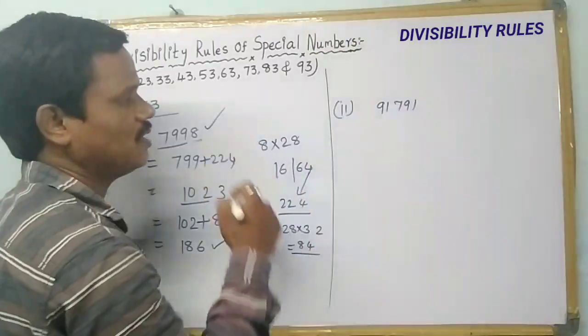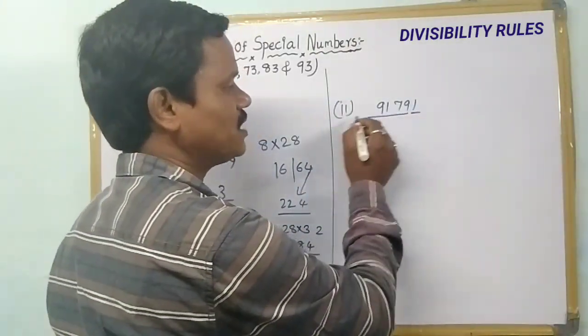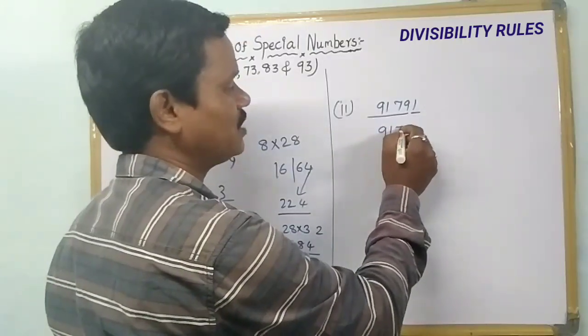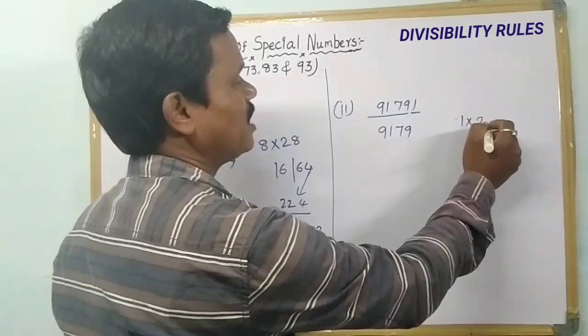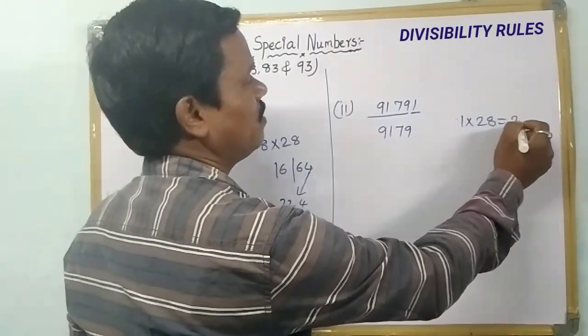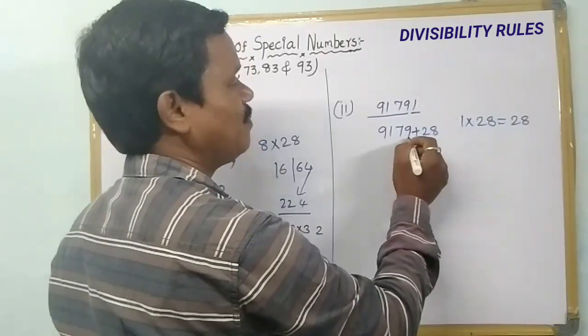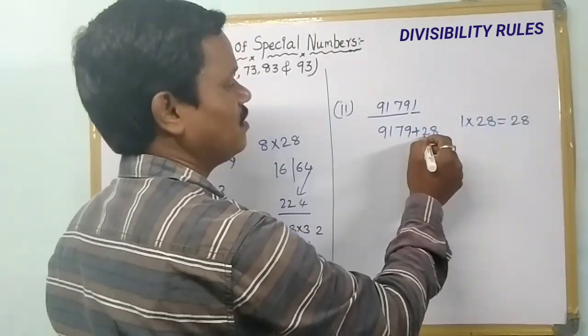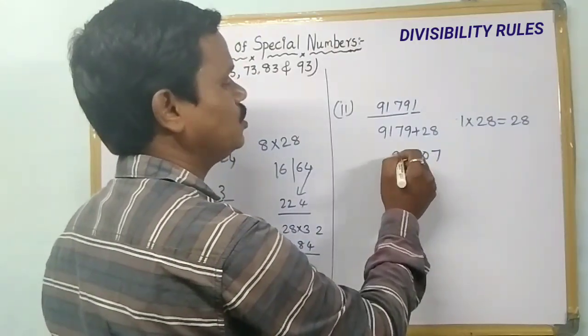Now another example. Now divide it into two parts. This is the first part, this is the second part. Write the second part as it is, 9179, and the first part number 1 is multiplied by 28. Adding 28 to the second part: 8 plus 9 is 17, 7 plus 2 is 9, 9 plus 0 is 9. 9207.